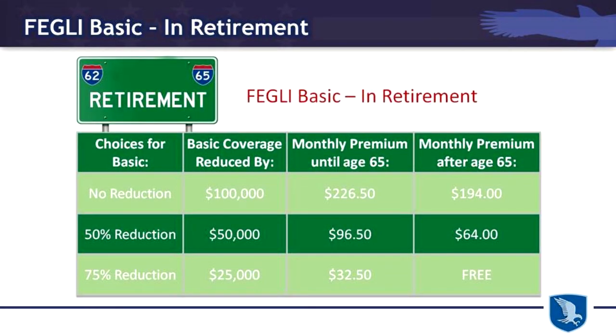So if you are 60 years old or so and watching this video and you have FEGLI Basic, maybe you keep FEGLI Basic and maybe you consider the 75% reduction, because if you look back at this chart one more time, if you keep no reduction in FEGLI Basic, that amount of insurance could cost, in this example, $100,000 worth of coverage, $226 a month. That's a hefty price.